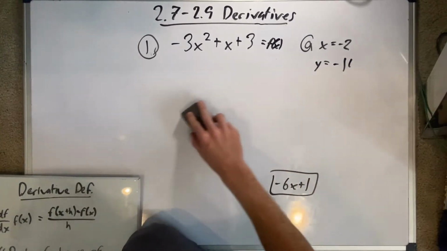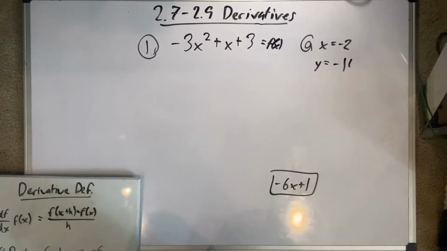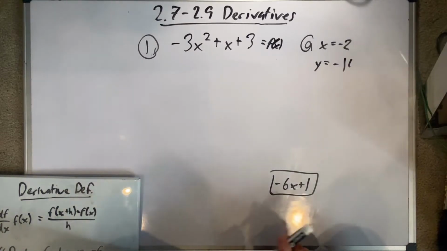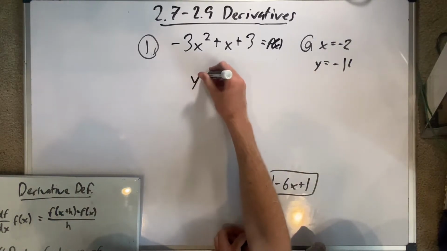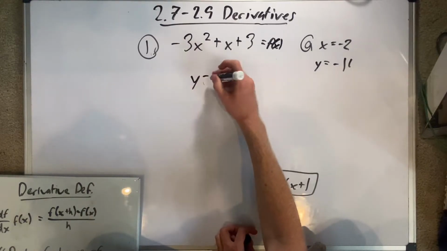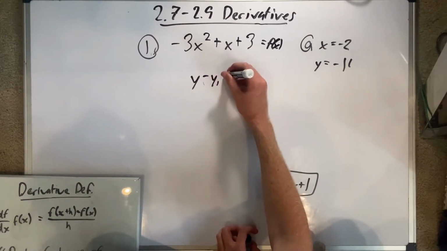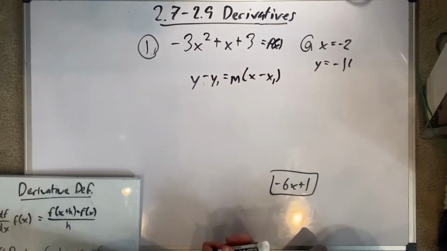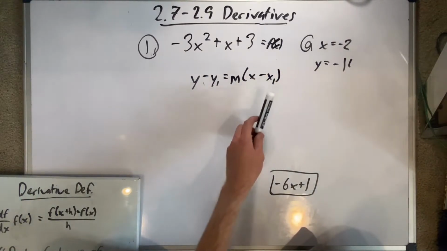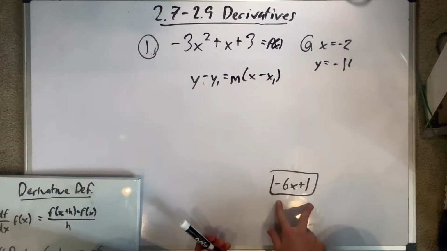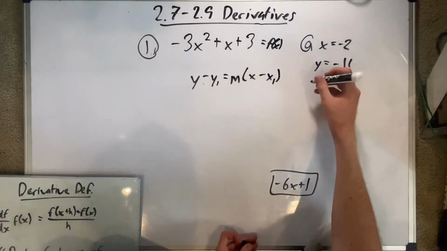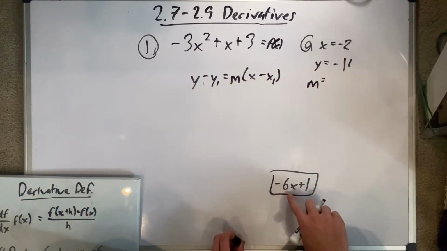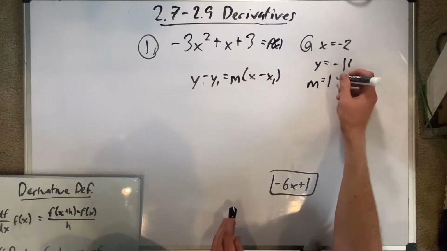So now think back to point slope form from algebra 1. Point slope form, you can use y minus y1 is equal to m times x minus x1 to solve for any equation at any specific point given a slope. Well, the derivative tells us our slope, so we can figure out the m now just by plugging in -2, because that's our x. So -6 times -2 is 12, so our slope is 13.